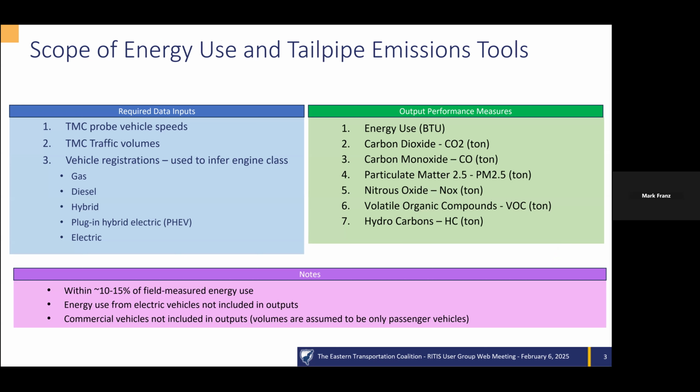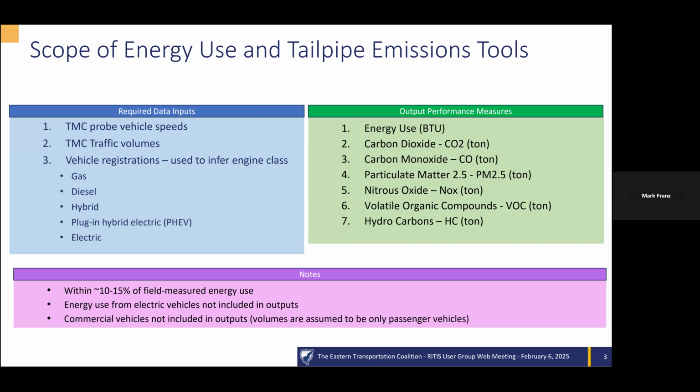So what's included in our tools? We tried to boil down the inputs to some basic inputs that most agencies already have or are collecting on their own or getting from third-party data providers. So the three inputs that are required for these tools are the TMC probe vehicle speeds, the TMC conflated traffic volumes, and vehicle registrations. We use the vehicle registrations to make inferences on the engine type in the traffic stream, and we support the analysis of gas, diesel, hybrid, plug-in hybrid electric, PHEV, and fully electric vehicles.